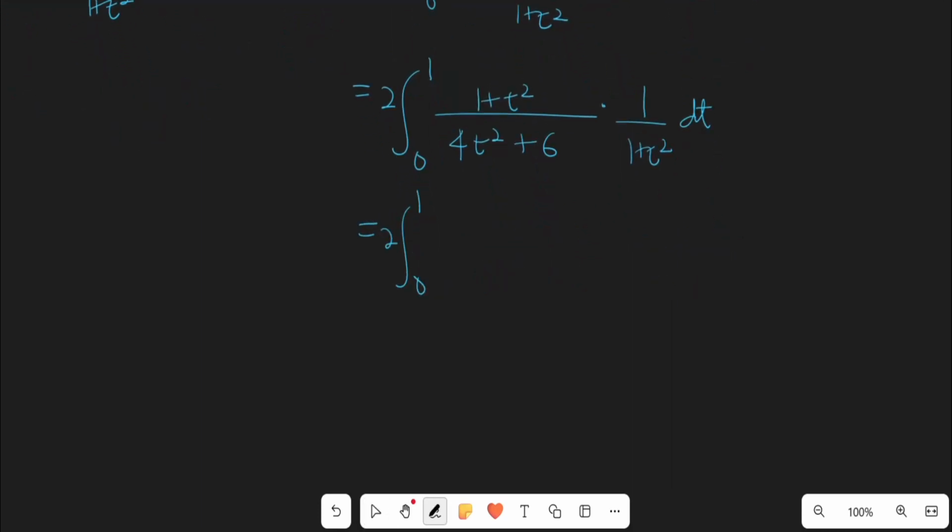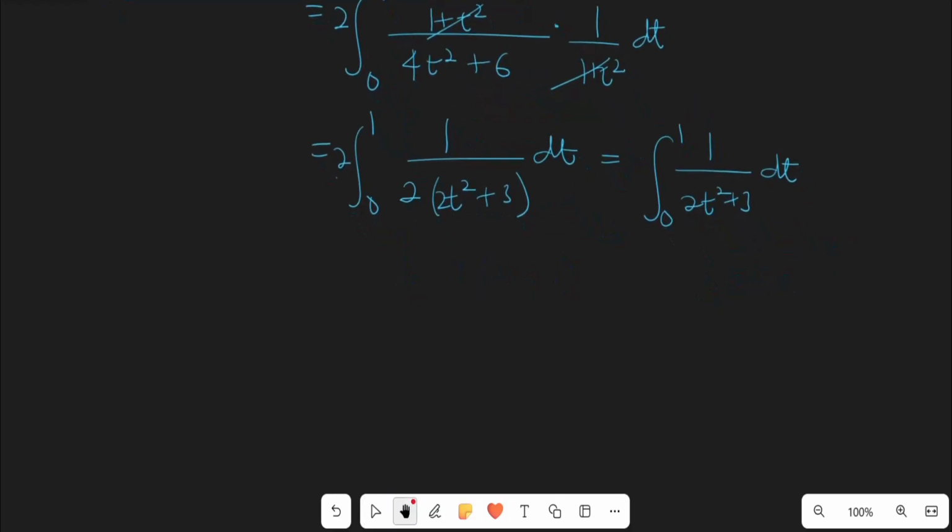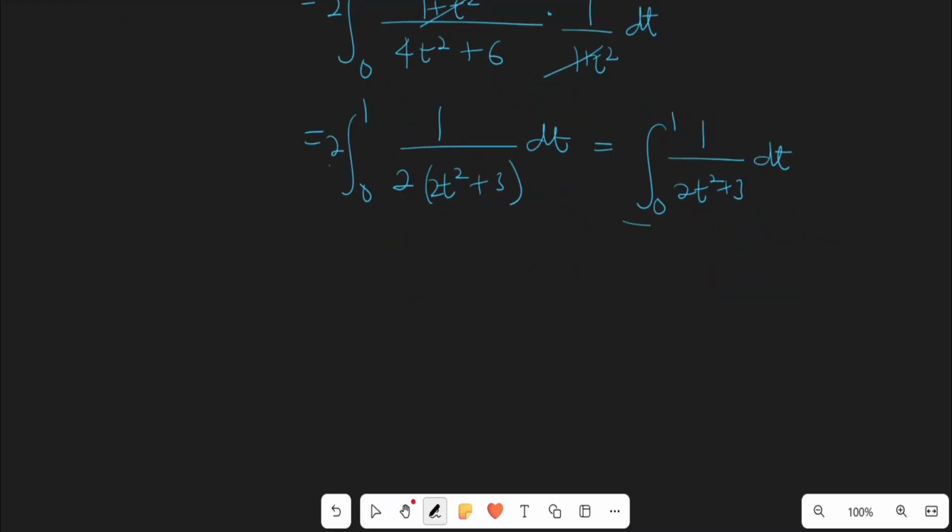2 integral from 0 to 1. These ones will cancel. You are left with 1 all over, you can factorize 2 out here. This is 2t squared plus 3 dt. And this cancels the 2 in front. At the end, you are getting the integral from 0 to 1 of 1 all over 2t squared plus 3 dt. So our task now is to solve this integral.